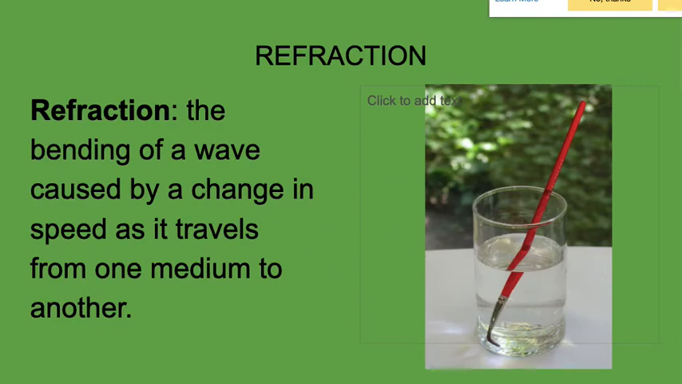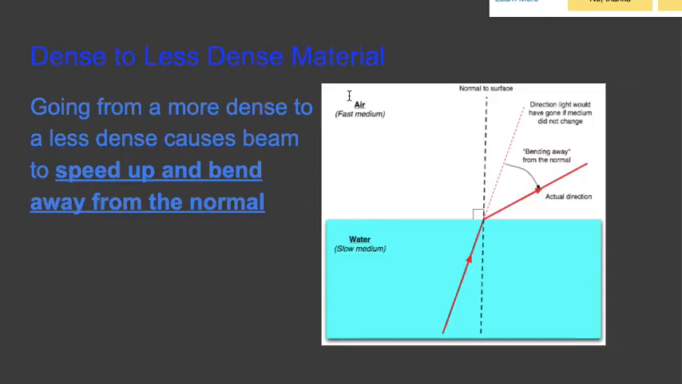Now, the direction that the light is traveling will determine a couple of things. If the light is going from a denser to a less dense material, like from water to air, then going from more dense to less dense will cause the beam to speed up. And as the beam speeds up, it'll bend away from the normal.